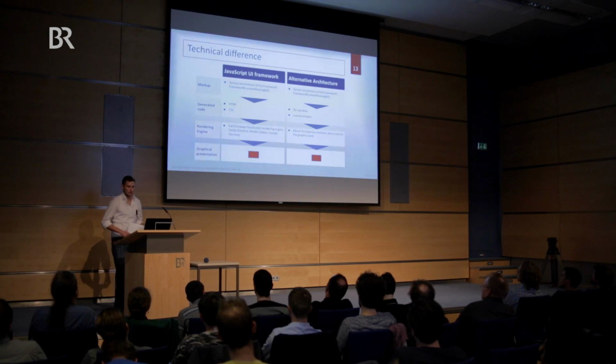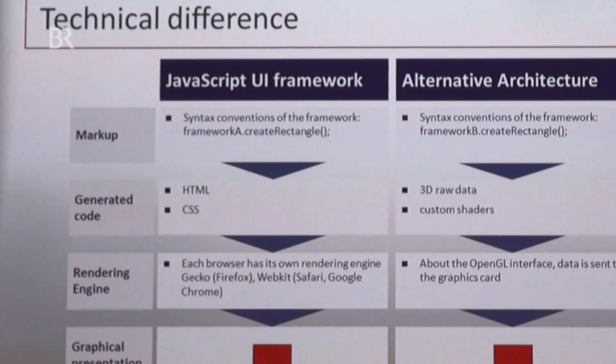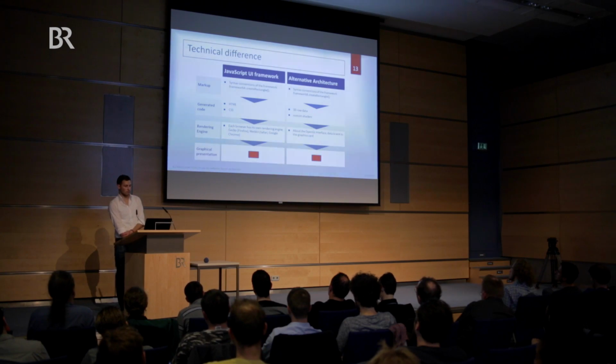The technical difference: on the left side, it's just how a general JavaScript UI framework works with HTML. And on the right side, the alternative architecture. The markup is nearly the same, depends on the framework, but it's easy. Create rectangle, it's nearly the same. The generated code is on the left side. A normal JavaScript framework can generate HTML and CSS. The alternative architecture is generating 3D raw data, and if you need it, custom shaders.